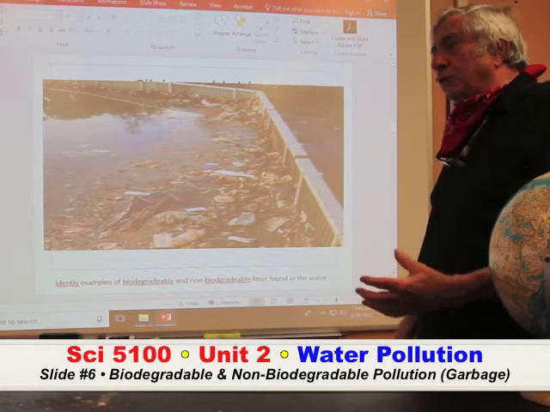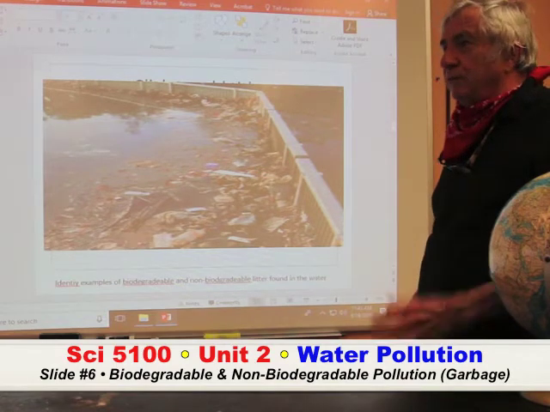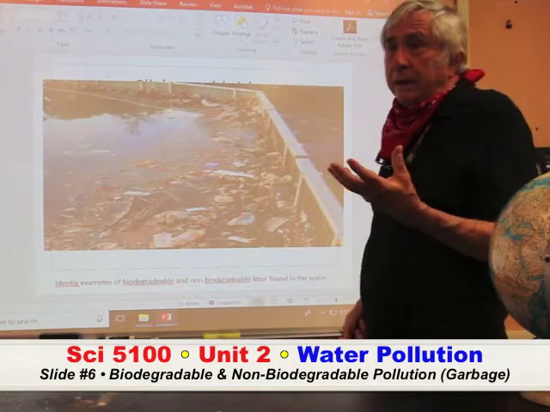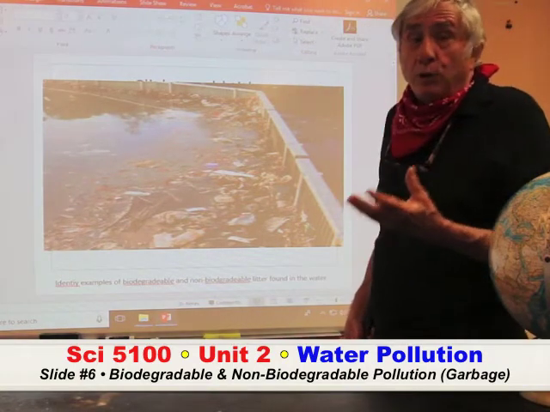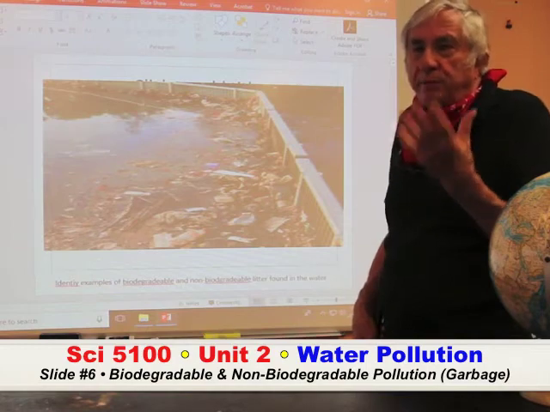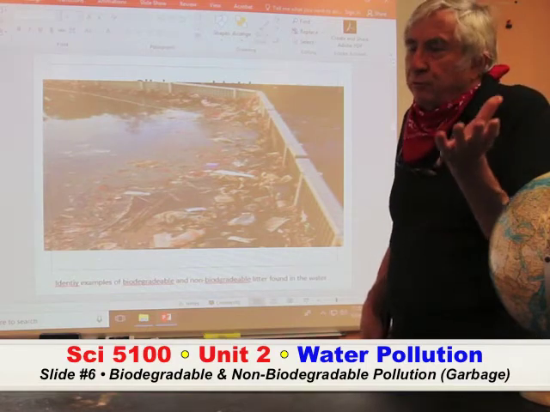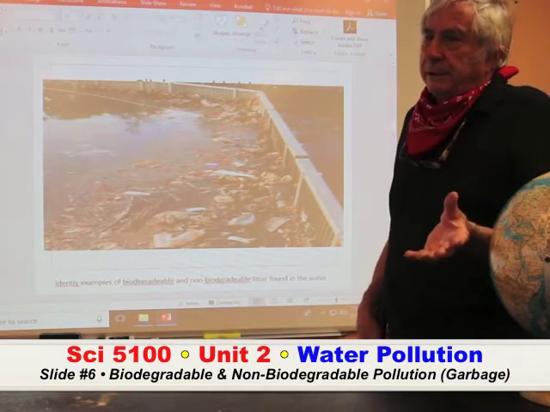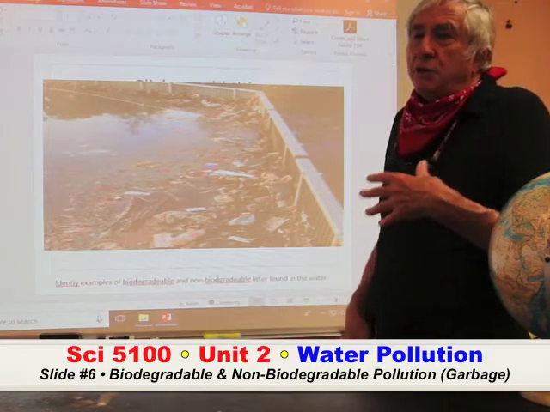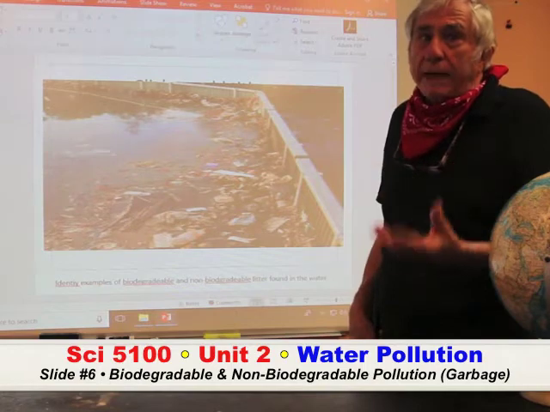So the question is, what are the different types of litter? And we can divide them into two types. Those that can be broken down by bacteria, which are called biodegradable. And they would be anything that comes from a living thing is biodegradable. Driftwood, paper, banana peels, anything like that. Any garbage that you throw away from the kitchen is biodegradable.